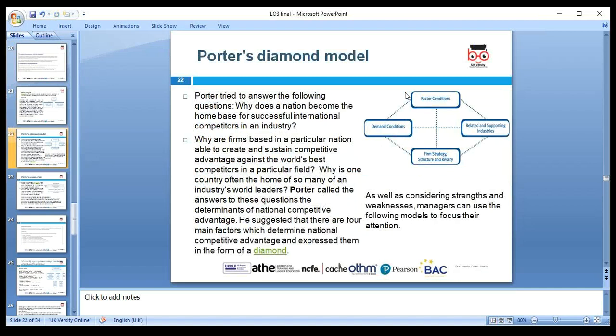Okay, then Porter gave one model called the Porter Diamond model. Porter tried to answer the following question: why does a nation become the home base of successful international competitors in an industry? Why are firms based in particular nations able to create and sustain competitive advantage?